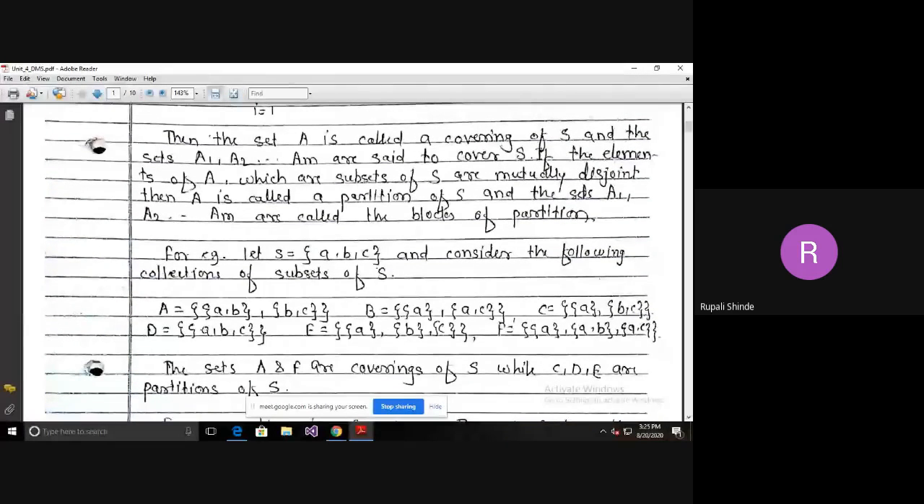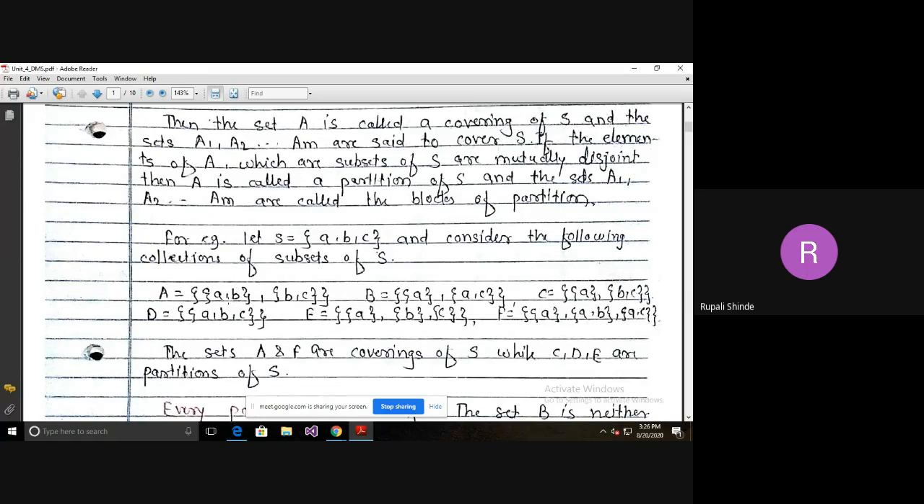Let us consider the first set, that is set A. Now we have to decide whether this one is a partition or a covering. Covering means what? It should cover all the elements of the given set. Here the given set is set S and it contains three elements A, B, C. Now we have to check whether set A contains the three elements A, B, C of S. Set A contains A, B and C. All three elements are included here. So we can say that set A is a covering of set S.